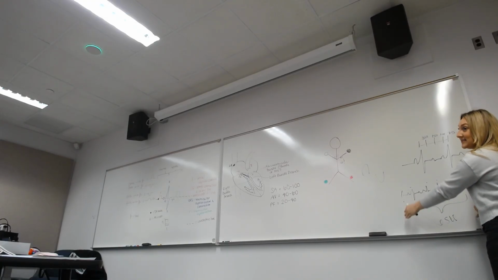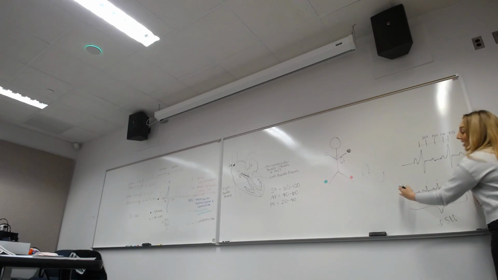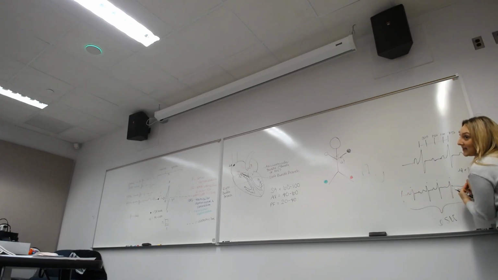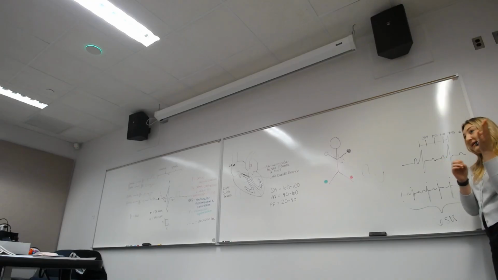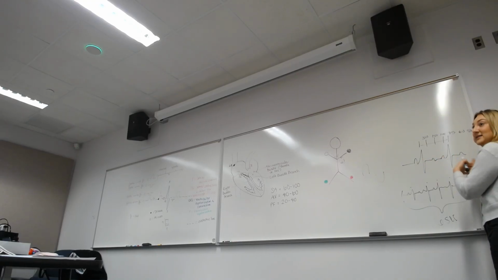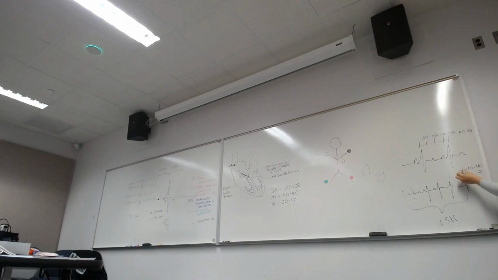If I have a rhythm strip that I know is 6 seconds long, I count how many beats I see in that 6 seconds, and then multiply by 10 to get beats per minute, right? 6 times 10 is 60, 60 seconds per minute. So if I have 4 beats over the course of 6 seconds, times 10, I have 40 beats per minute. Make sense?